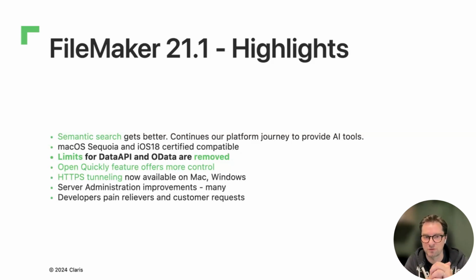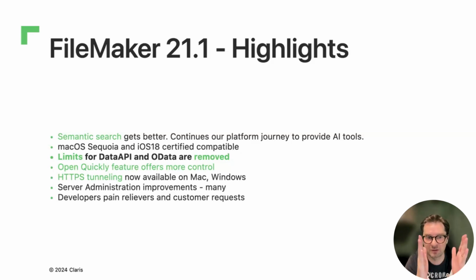Basically, in order to use FileMaker 21.1, you'll have to use the latest version of macOS and iOS to be able to get it to work. If your machine is too old and you can't upgrade to those latest versions, you can still use 21.0.2, which is the version that will work for you.